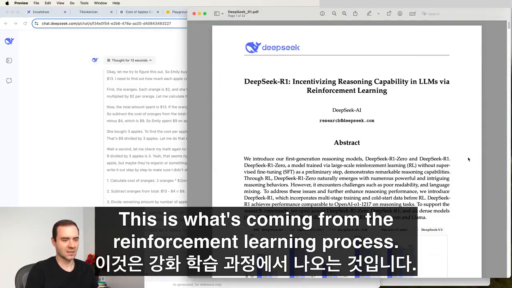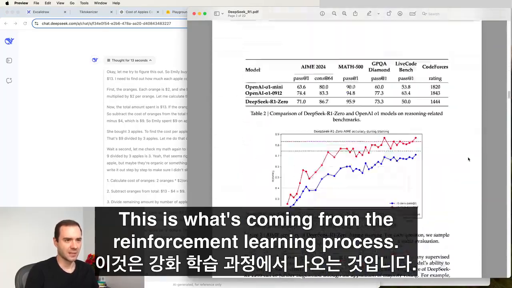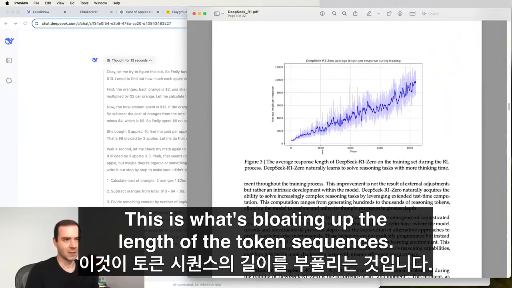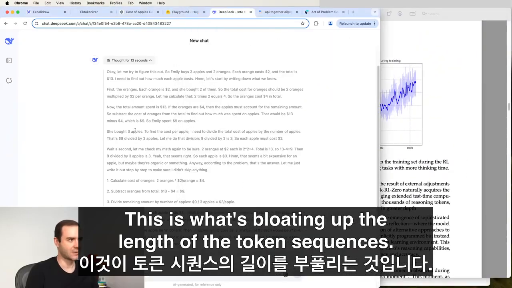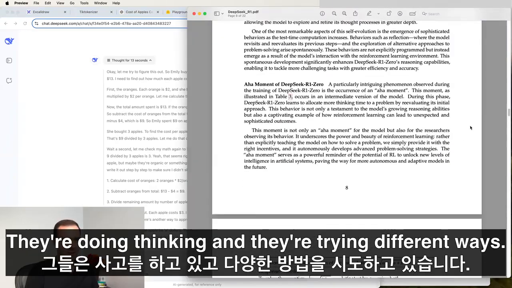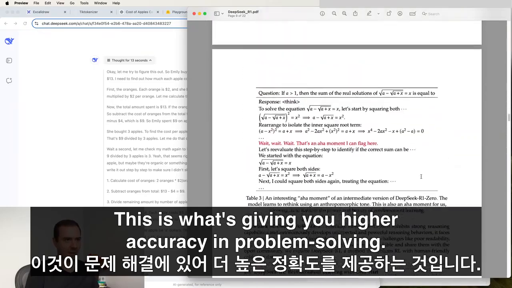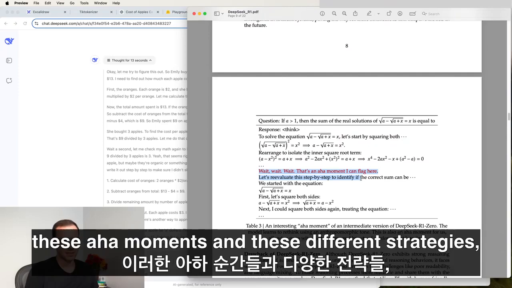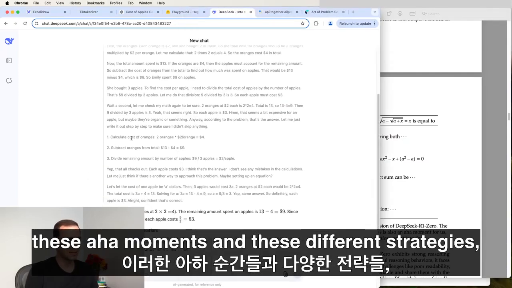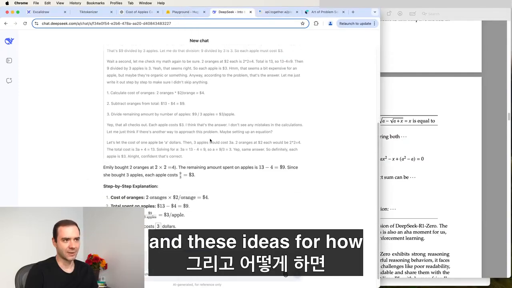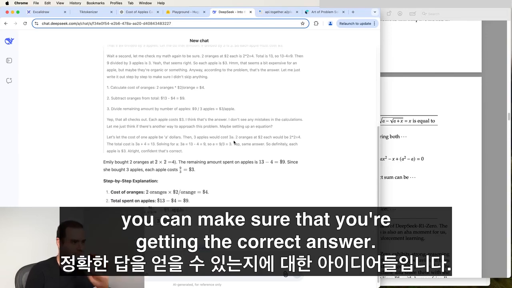And this is what's coming from the reinforcement learning process. This is what's bloating up the length of the token sequences. They're doing thinking and they're trying different ways. This is what's giving you higher accuracy in problem solving. And this is where we are seeing these aha moments and these different strategies and these ideas for how you can make sure that you're getting the correct answer.